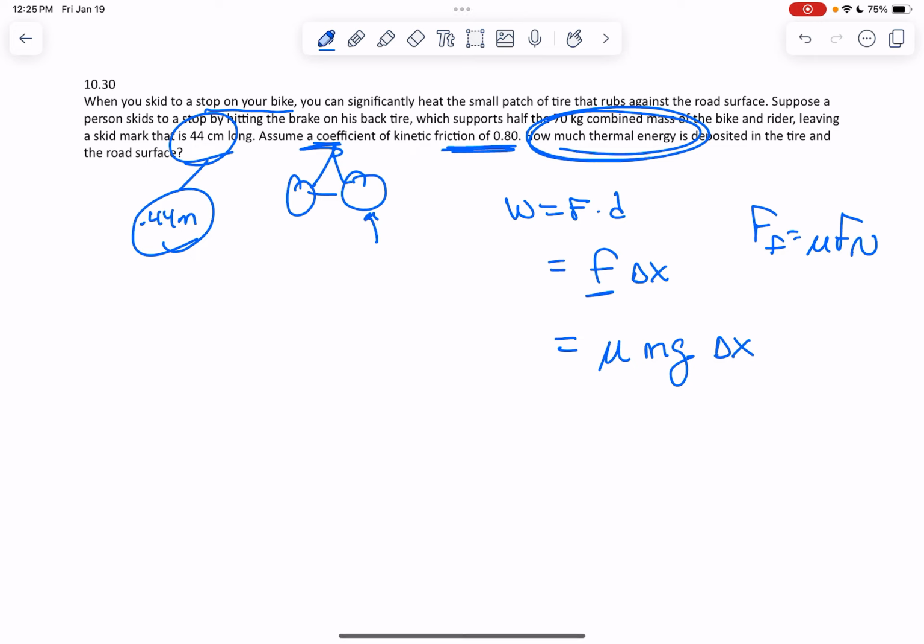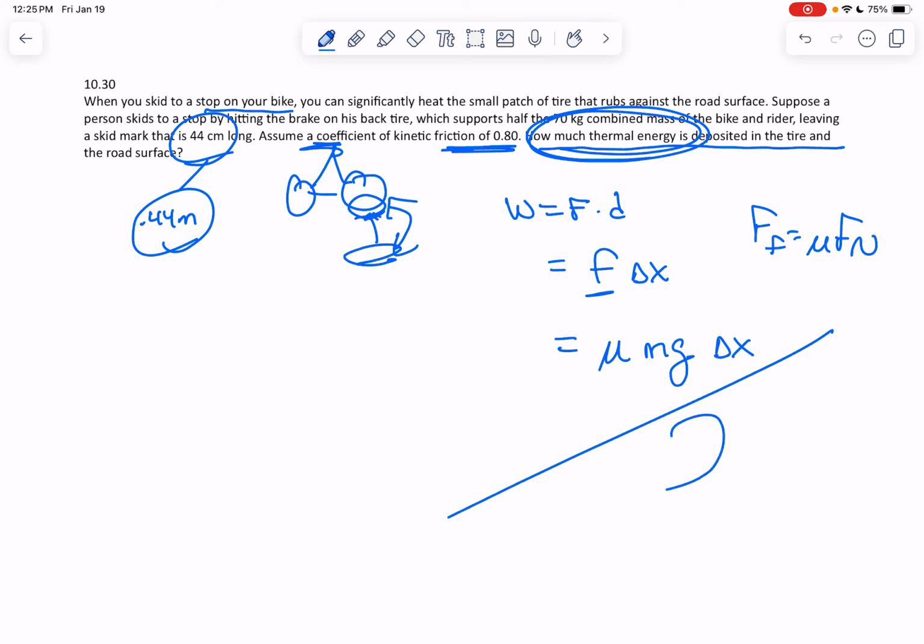Now, warning on this one, I think the answer you're going to get is actually double the answer, because the question asks how much thermal energy is deposited in the tire and the road surface. So some of the energy is going to be transferred to the tire and some to the road. And you can assume that since they're touching each other, it's only half. So the answer you get when you do this, you're going to divide by 2 to find out how much energy goes to the road and how much energy goes to the tire. A little tricky.